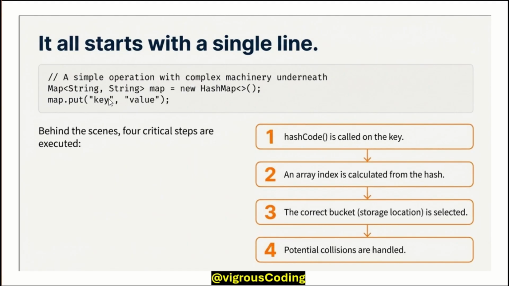What happens during put? When we write map.put(key, value), even though it looks simple, internally four steps happen. First, hashCode is called on the key. Step 2, the index is calculated with the hash. Step 3, the correct bucket is selected. Step 4, collisions are handled if required. Let's understand each step clearly.